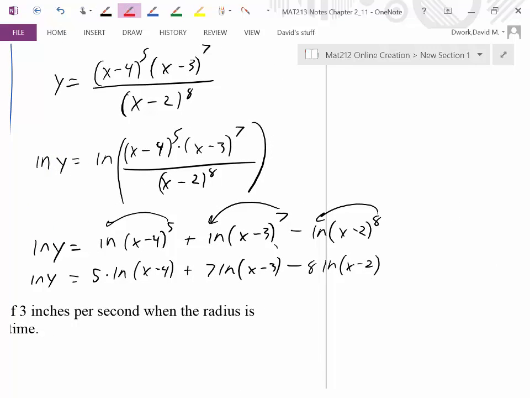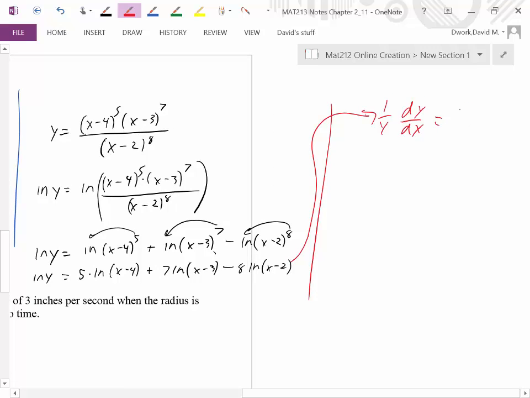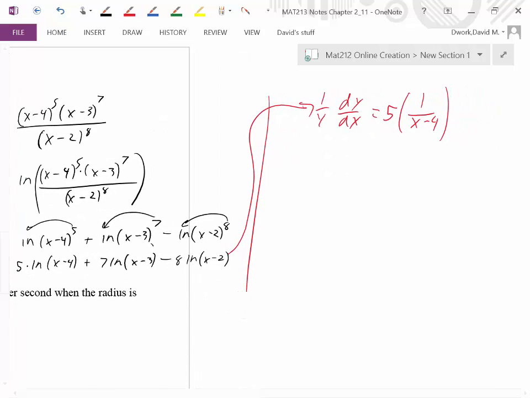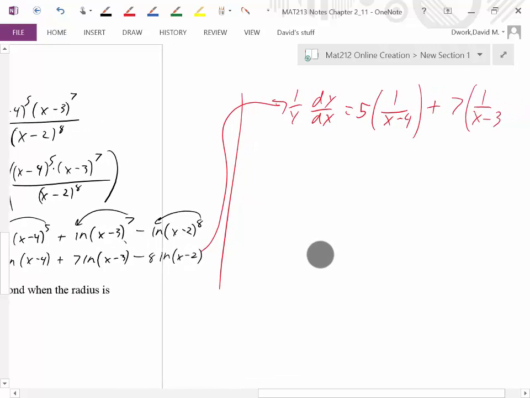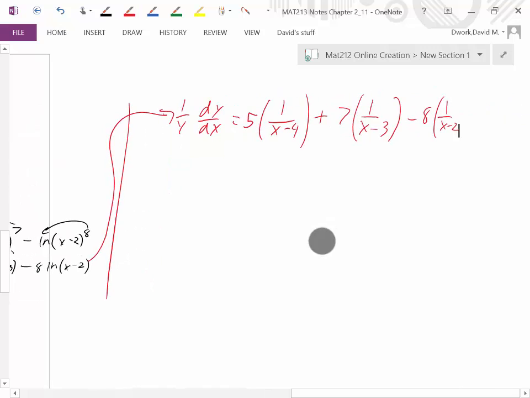Well, now if I do the derivative, these derivatives just became super simple. And the derivative of natural log, well, hey, that's just 1 over the junk, right? So here we go. The derivative of the left side would be 1 over y times dy/dx, because the derivative of y is dy/dx. Now, 5 times, what's the derivative of natural log? 1 over the junk times the derivative of the junk. Well, what's the derivative of x minus 4? That's just 1. So that's easy. All right, plus 7 times 1 over (x minus 3) for the exact same derivative rule, and then minus 8 times 1 over (x minus 2).